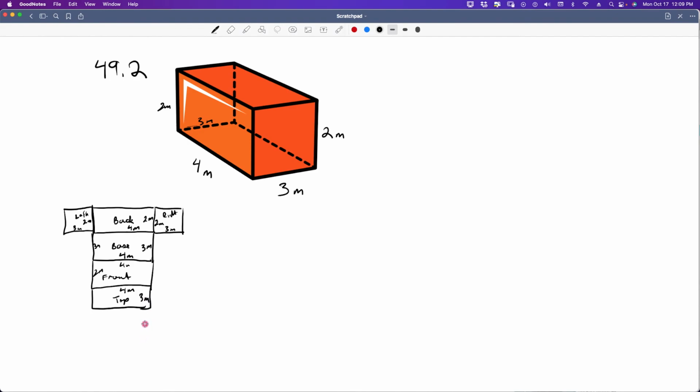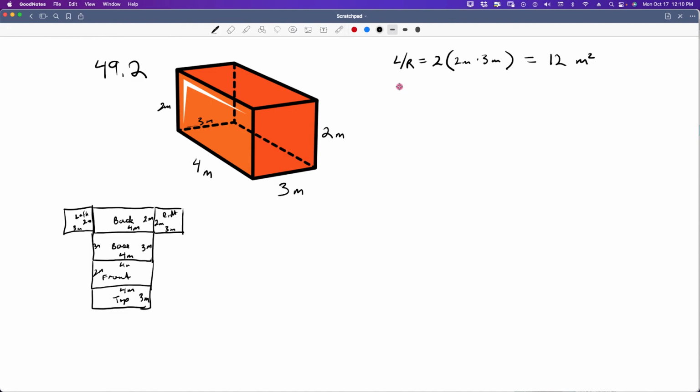So now if I do my look across dimensions, I have my left and my right. That's going to be 2 times, and my left and my right are both 2 by 3, 2 by 3. So 2 meters times 3 meters. 2 times 3 is 6. 6 times 2 is 12. So 12 meters square. Okay.